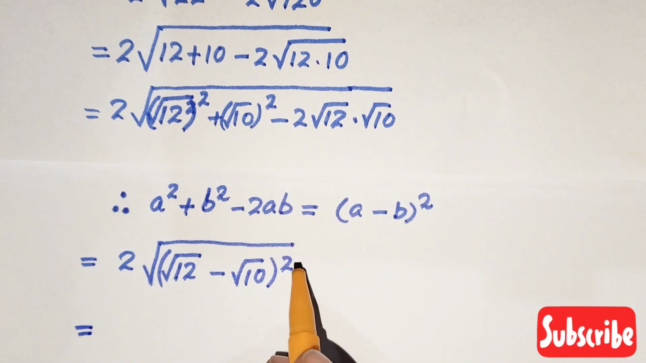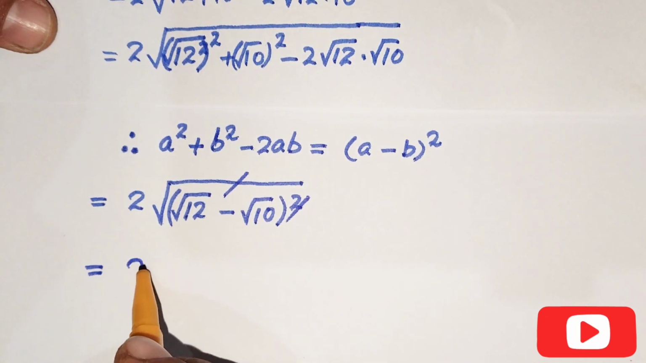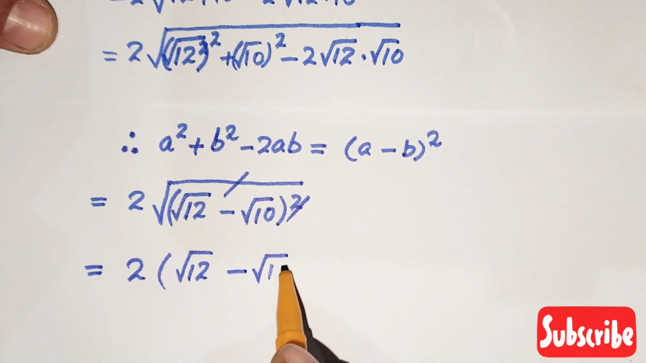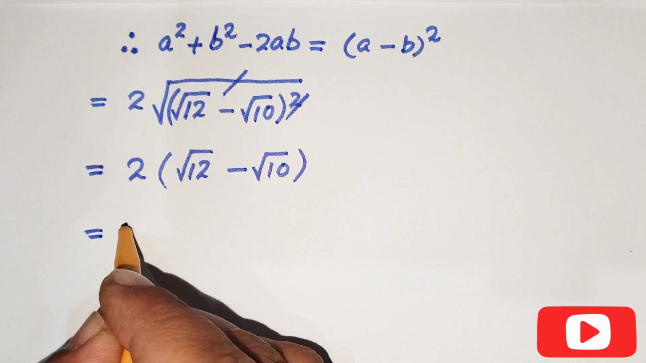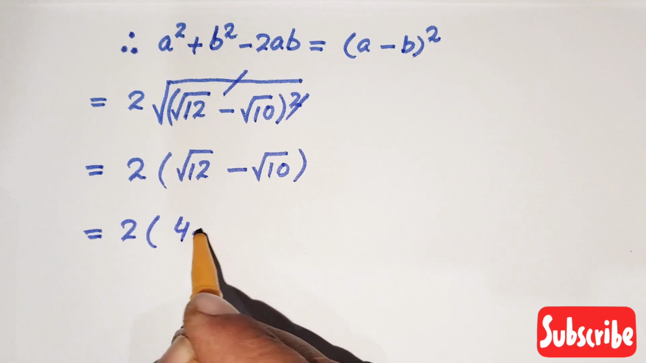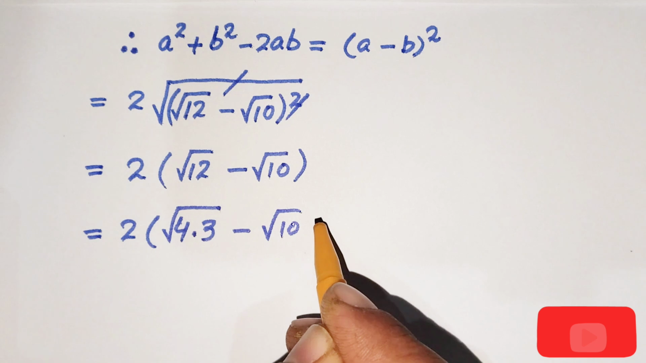Now here we see that this square can be cancelled out by this square root. Then we have 2 times the square root of 12 minus the square root of 10. Now simplifying further, by factorization we write the square root of 12 as the square root of 4 times 3, minus the square root of 10.